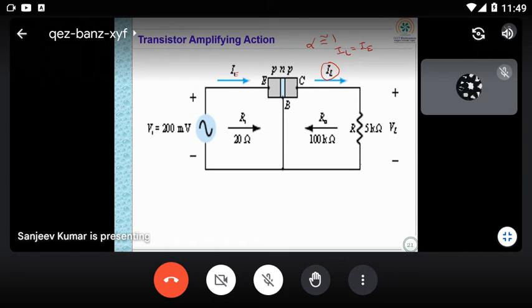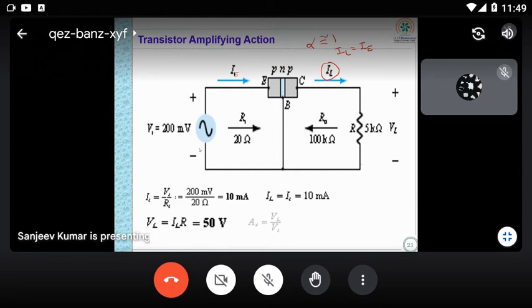Okay, you see, simple thing. So what is the input current? Right, which is 10 milliampere, because II is equal to IE is equal to IL. So 10 milliampere. Now what is the voltage here? IL into R, so 50 volt. So you are getting approximately 250 times.